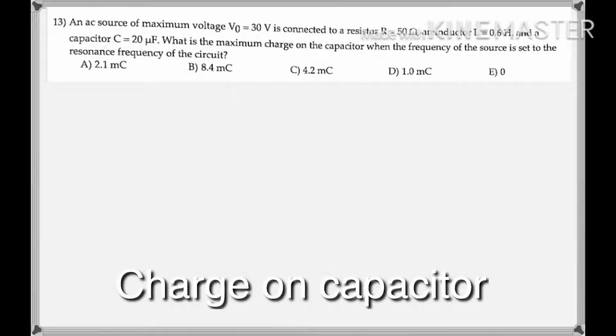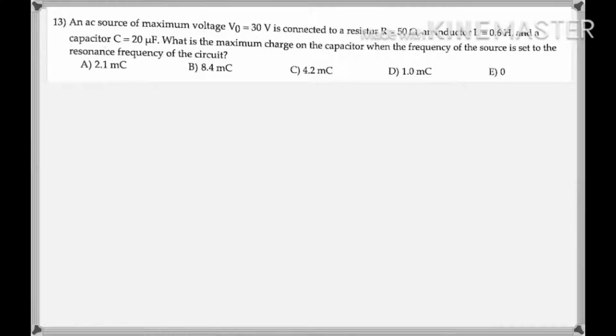This is a question on AC circuits, and I found this to be very interesting, and it is a question that has been asked on the final exam. It reads, an AC source of maximum voltage 30 volt is connected to a resistor 50 ohms, an inductor 0.6 Henry, and a capacitor 20 microfarad.